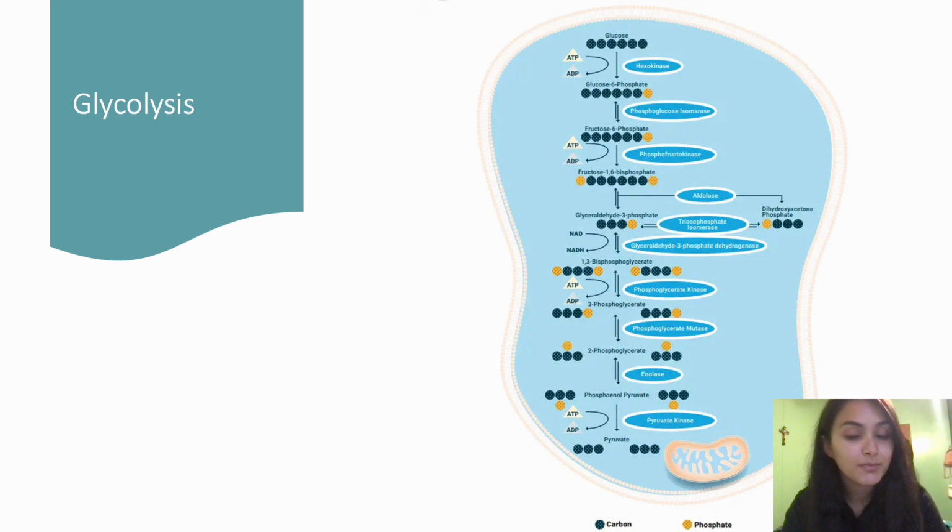Step number 3 would be phosphorylation and cleavage. Fructose 6-phosphate is phosphorylated using ATP to form fructose 1,6-biphosphate, catalyzed by the enzyme phosphofructokinase. Fructose 1,6-biphosphate is then cleaved into two 3-carbon molecules called glyceraldehyde 3-phosphate, also known as G3P, and dihydroxyacetone phosphate, which is also known as DHAP.